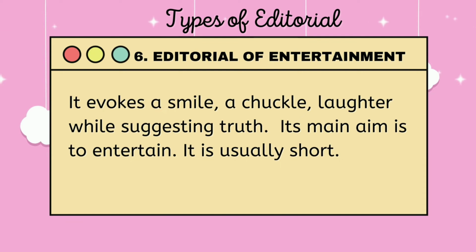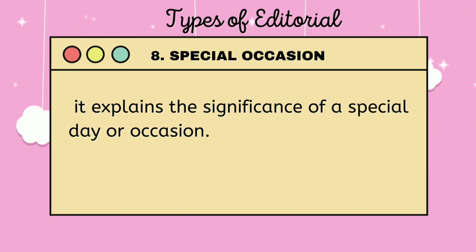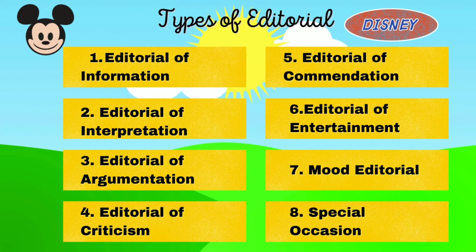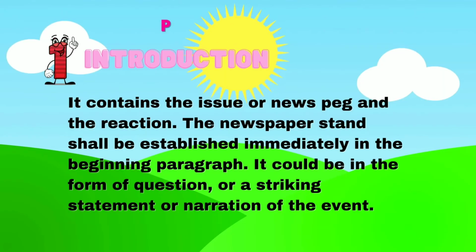It is usually short. 7. Mood editorial. It presents a philosophy rather than an argument or an explanation. Oftentimes, the subject matter is nature or emotion. 8. Special occasion. It explains the significance of a special day or occasion. Remember, the types of editorial are: editorial of information, editorial of interpretation, editorial of argumentation, editorial of criticism, editorial of commendation, editorial of entertainment, mood editorial, and special occasion.